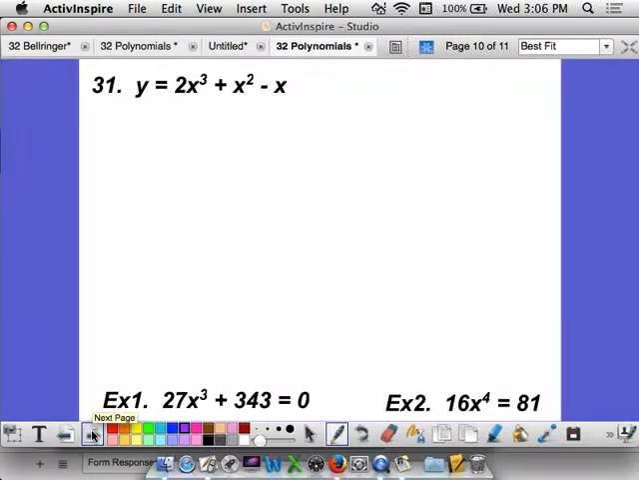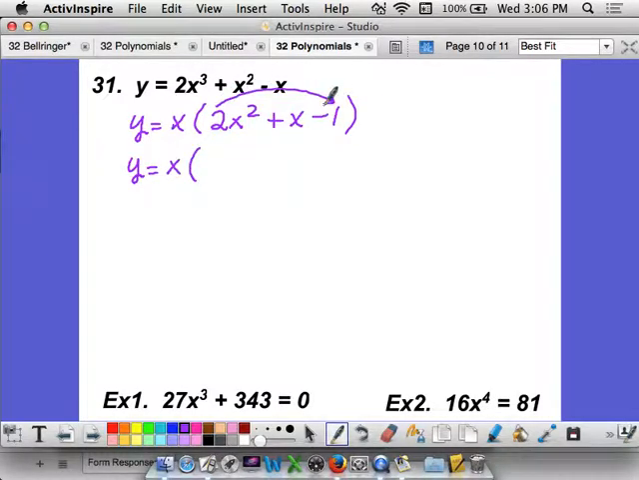Here, this is number 31 on your worksheet. If I were to look here and say I need to take out a greatest common factor, it would be x. So I'm going to take out the common factor of x. And that would leave 2x squared plus x minus 1. Don't forget that's going to be minus 1. Then I'm going to factor this. I'm going to do bottoms up. So I have y equals x, and let's bottoms up. 2 times negative 1 is negative 2. So I have x squared plus x minus 2.